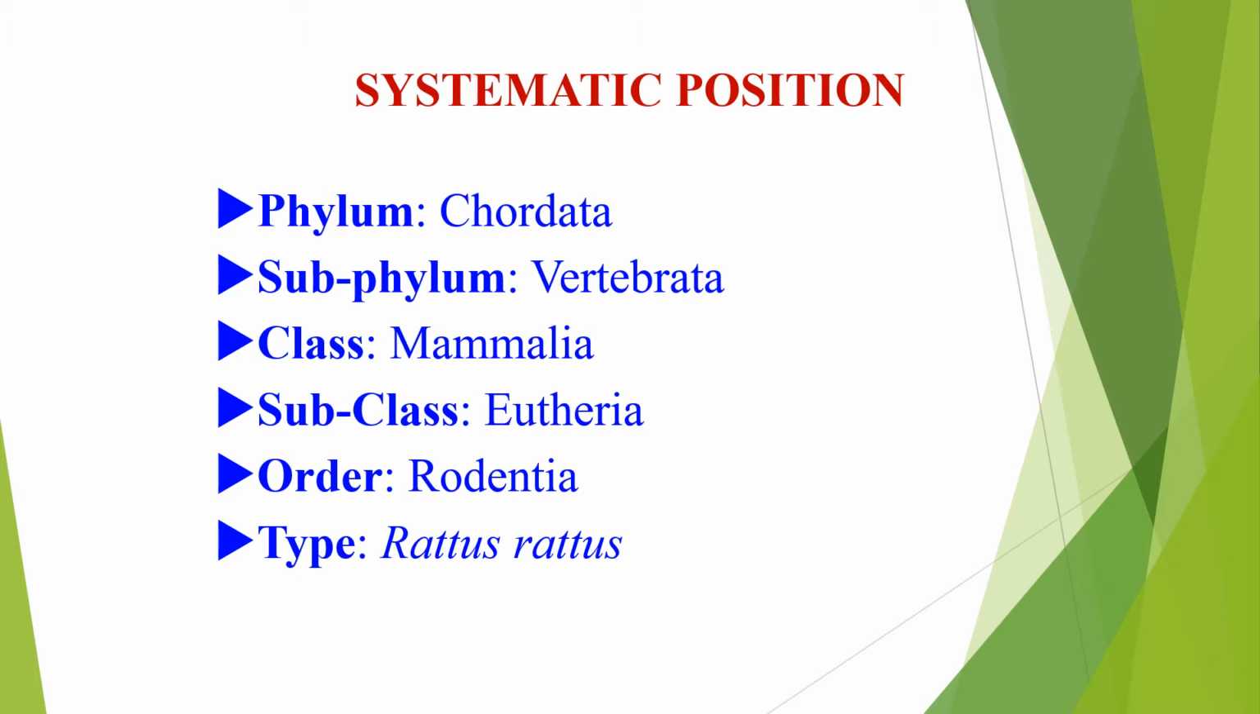It belongs to class Mammalia because of presence of hair and mammary glands in it. Subclass is Eutheria because placenta is present in rat. Order Rodentia because of long upper incisors. And the type we will study today is Rattus rattus.